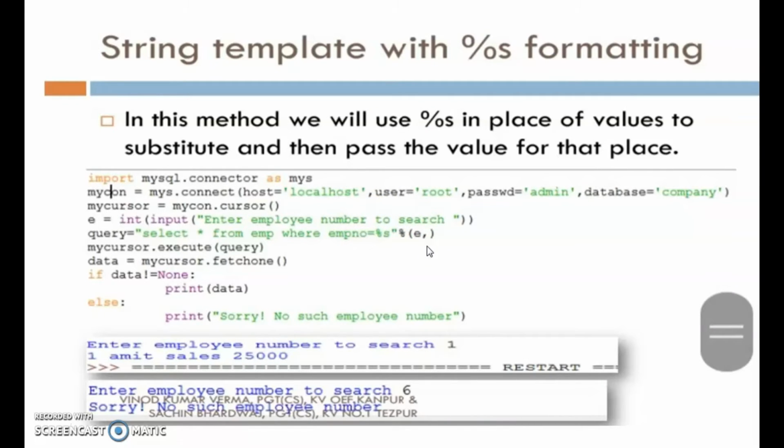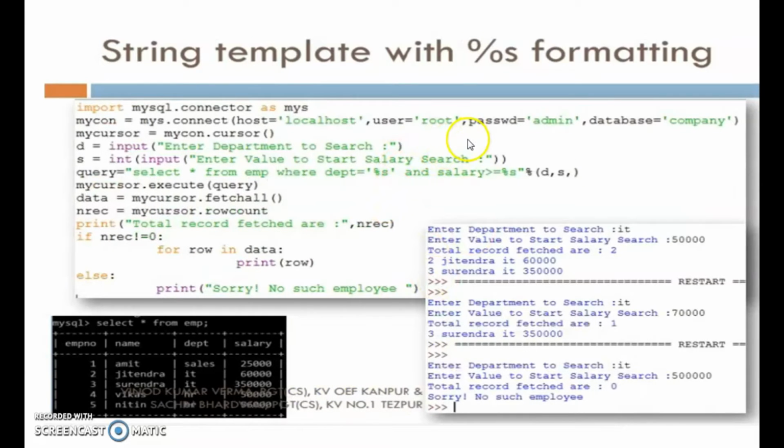The next one, string template with the %s formatting. Same, one more example. Here, import mysql.connector as MYS, then mycon connect object, then my cursor object, then D and S. We are declaring two variables D and S, where D is equal to input, enter department to search, and S is equal to int input, enter value to start salary search. So first one, department you can read into D, and the salary you can read into the variable S.